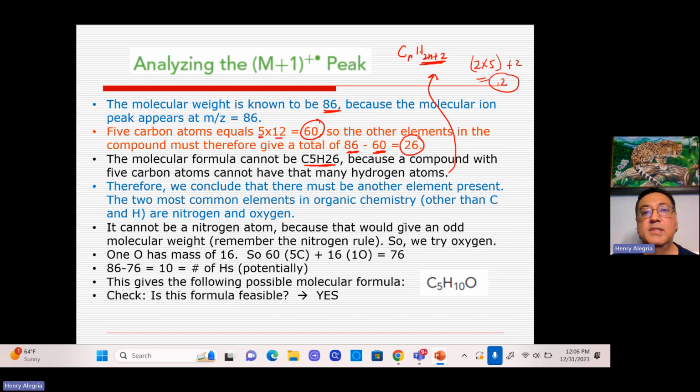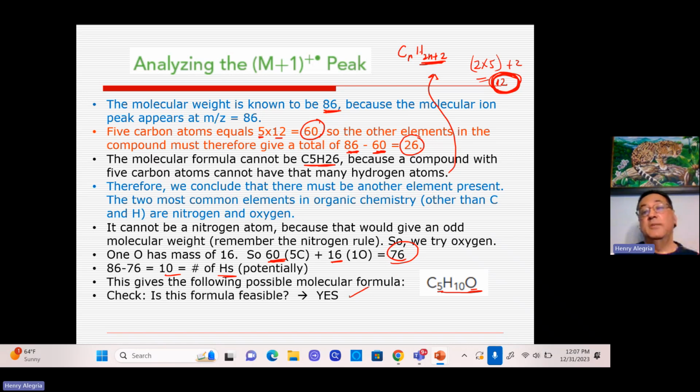Okay, let's assume there is an oxygen. An oxygen has a mass of 16. We already determined that the 5 carbons account for 60. So one oxygen would account for 16, a total of 76. So could the formula be 5 carbons, which would be 76, and 86 minus 76 is 10. Could this be the number of hydrogens? So in other words, could the formula be C5H10? Oh, well, we already determined that if I have 5 carbons, then the maximum number of hydrogens here can be 12. 10 is within that range. So then, yes, this is a perfectly reasonable formula. That's what it is.